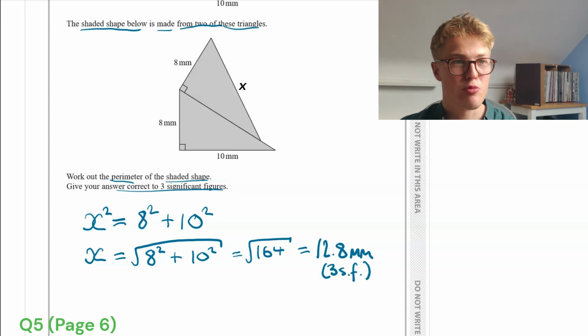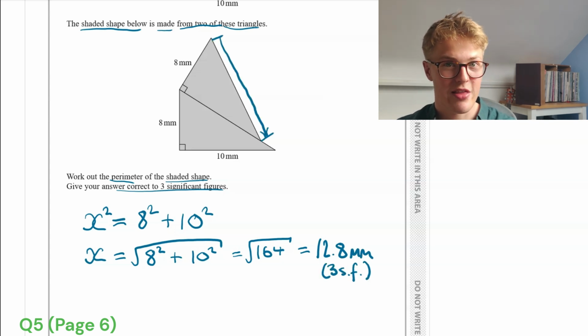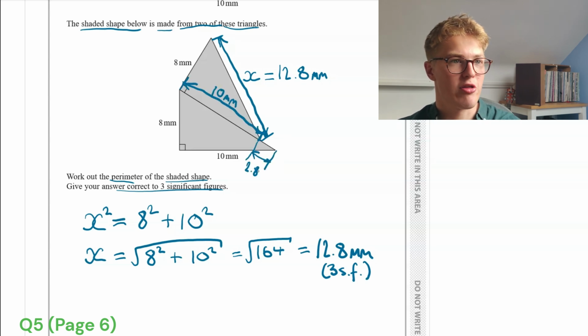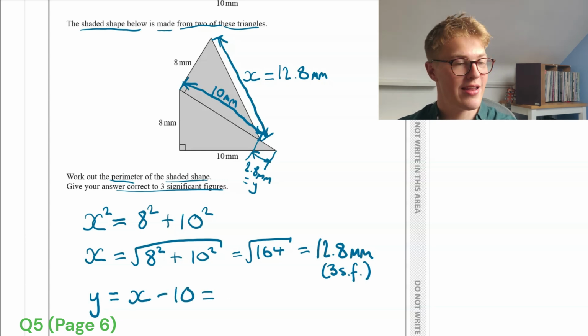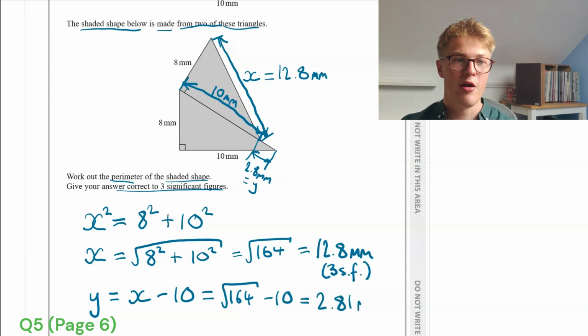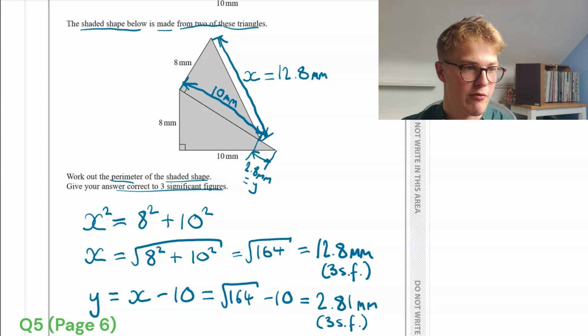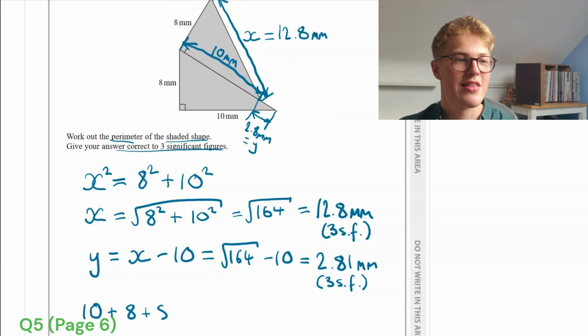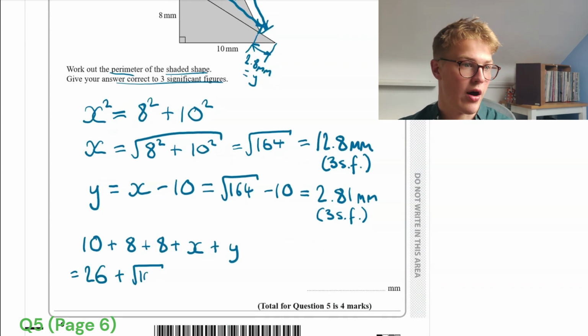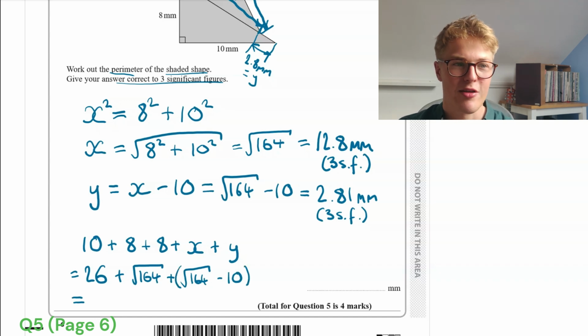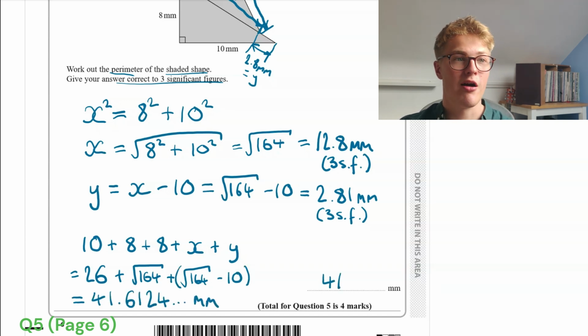So now that we've found x, we need to find the value of y, which is that little bit sticking on at the end beyond that 10 millimeters on the slope. So y is going to be equal to x minus 10, because x is our hypotenuse, 10 is that base length, so we're going to have that extra little bit at the end as y. That is the same as the square root of 164 minus 10, which is 2.81 millimeters to 3 significant figures. Now we need to find the perimeter. We need to add 10, 8, 8, x and y, and that gives us 41.6124 millimeters. So therefore our answer to 3 significant figures is 41.6.